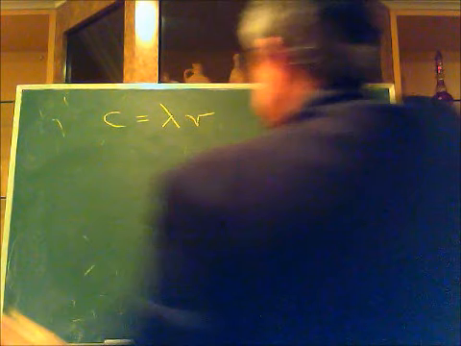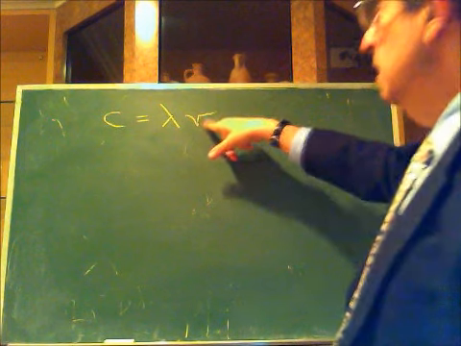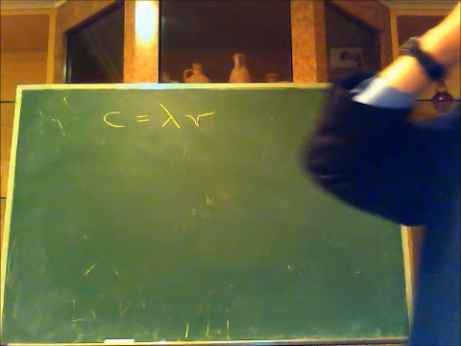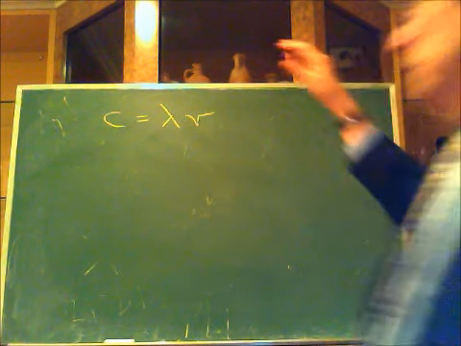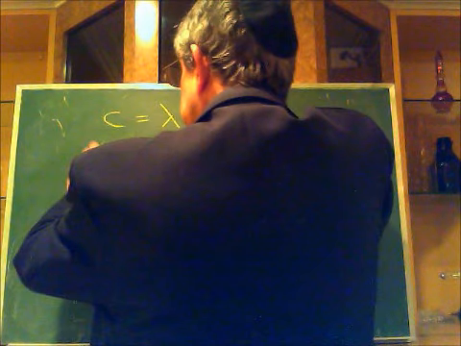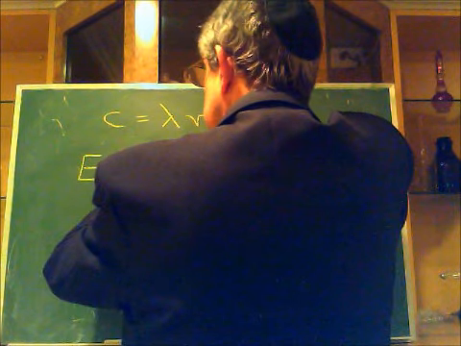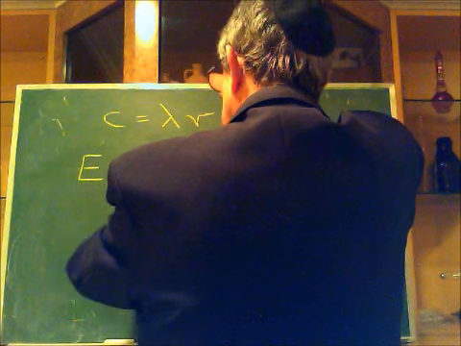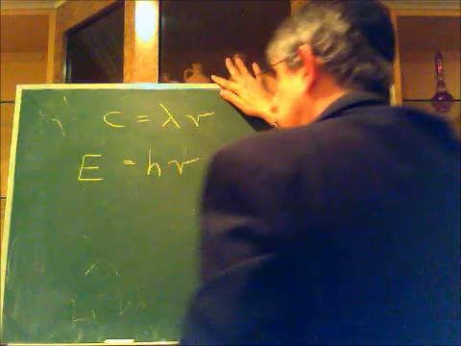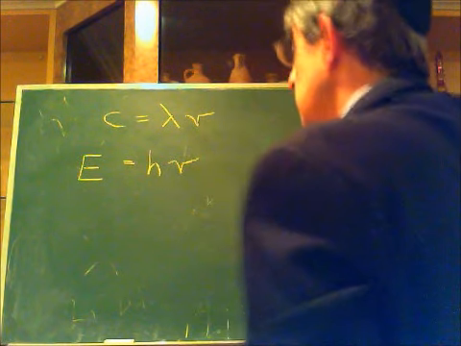And the other one is the one that relates the frequency, nu, to energy. So if we want to find out what the energy of a photon is, the energy is going to be equal to h times nu. Again, the frequency. So what is nu?